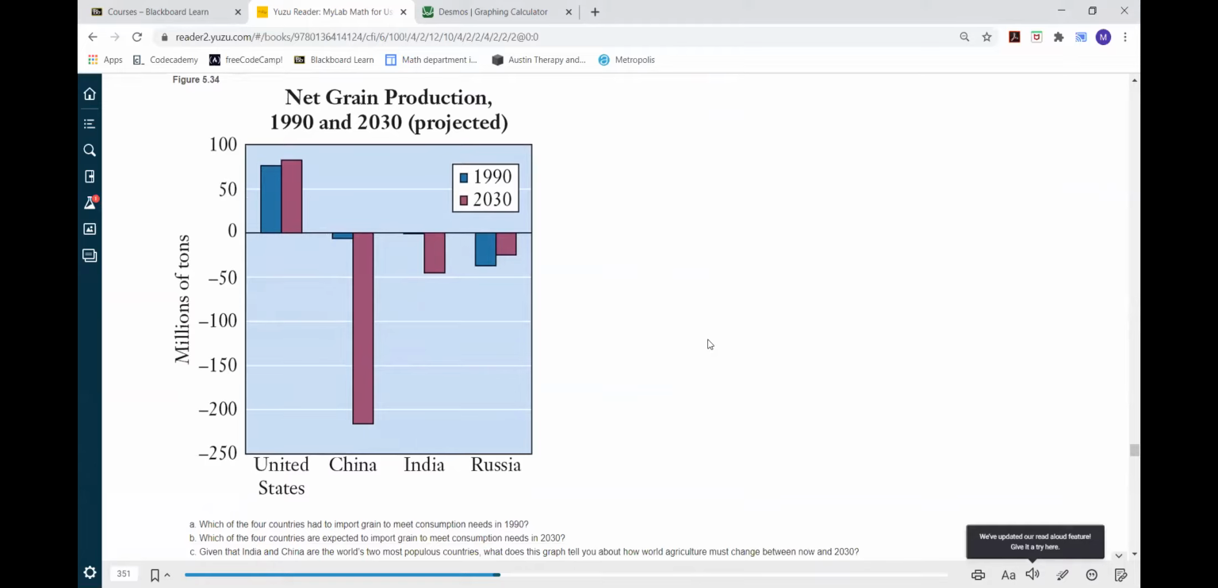If we're looking at this, 1990 should be the blue. So which ones had to import? Was it China, India, and Russia? Yep, those 3. They are all negative. Seems like some American wrote this or something. The US is the only one that's positive on here. Okay. And then in 2030, the prediction, they're just like, oh, China's going to do horrible. But okay.